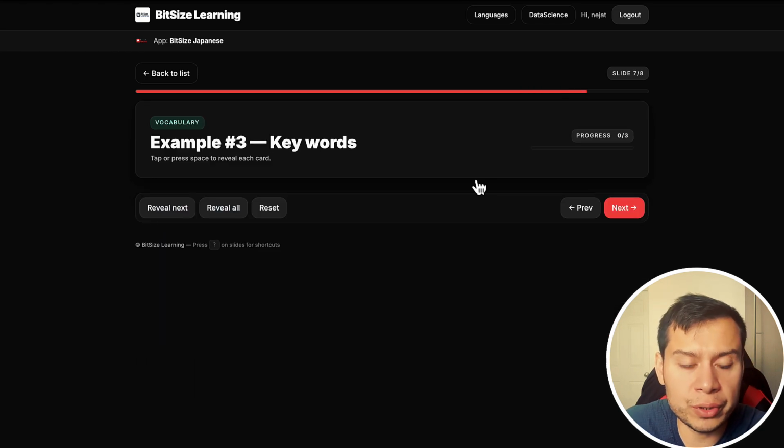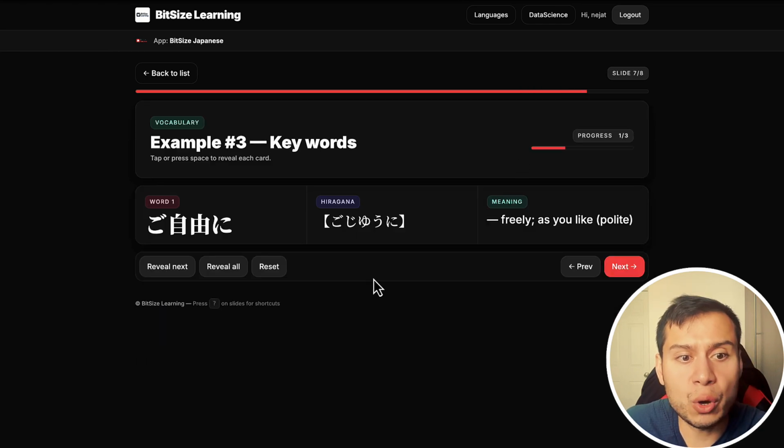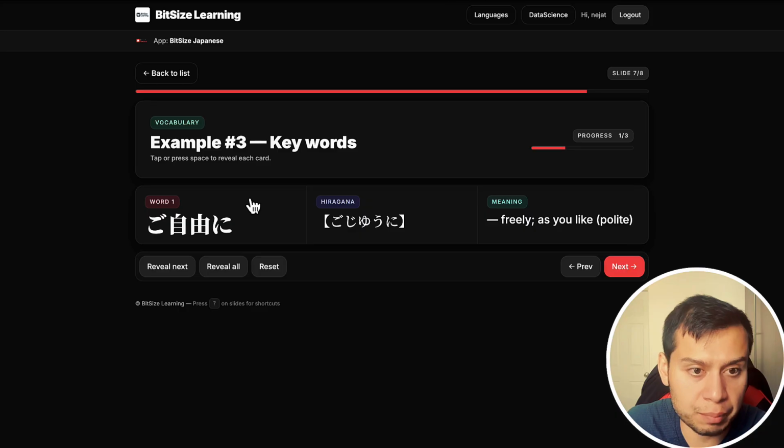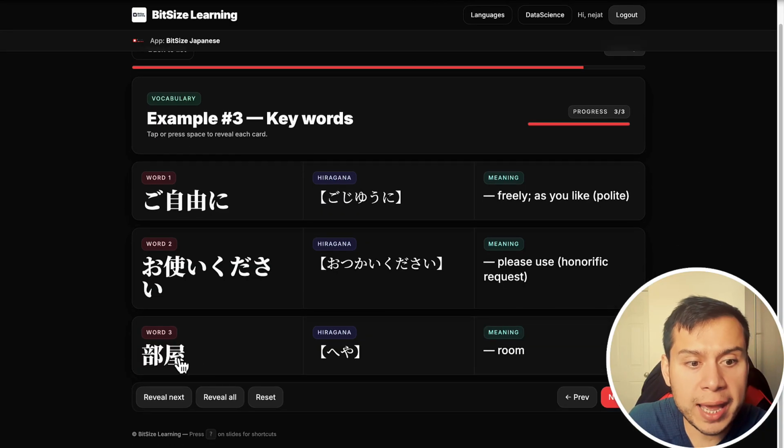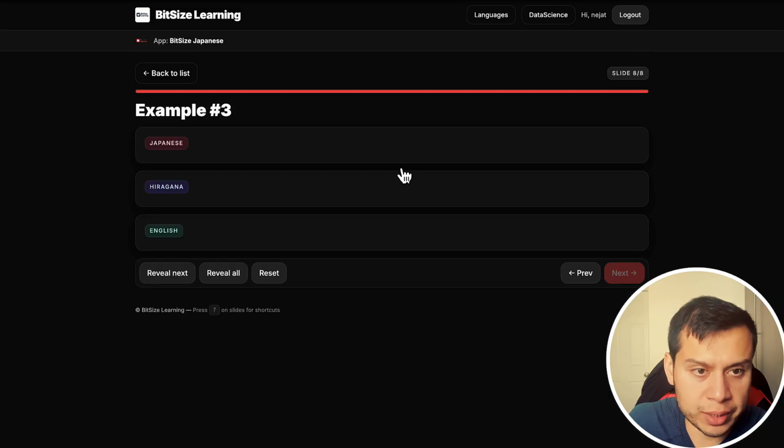Now let's take a look at our third example's keywords. The first one is ご自由に. So basically means freely as you like, a polite form of saying go as you like. The next one is お使いください. So please use, honorific form of requesting. The next one is 部屋. 部屋 means room. One more time. ご自由にお使いください and 部屋.